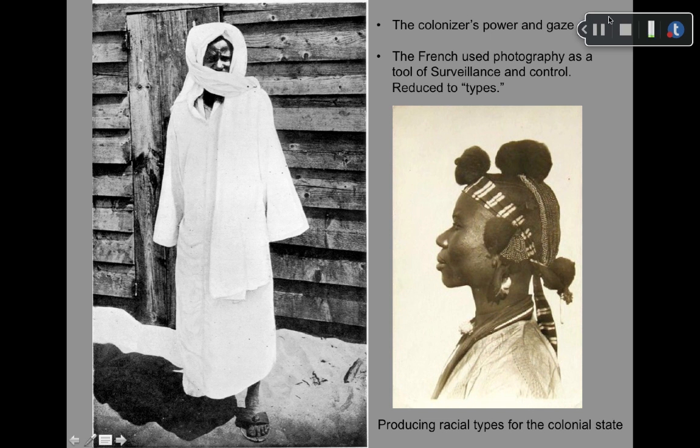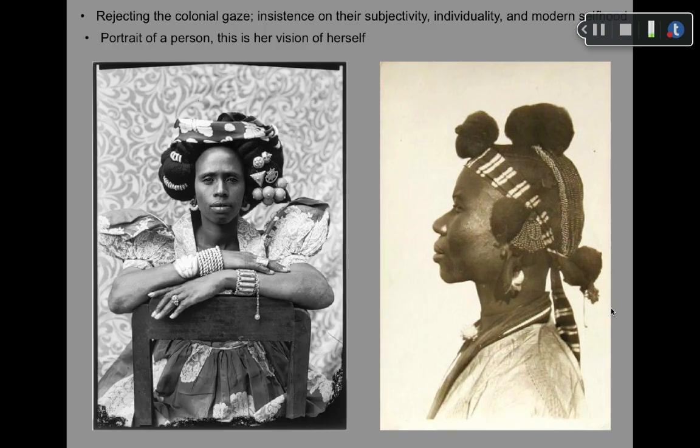And so both of these modes of using photography to control people in the continent, but also to reduce them to a type, were something that Keita resisted in his works. So you see here the comparison that he rejected the colonial gaze. Here I'm talking about the colonial gaze, right? The gaze of the French colonizers upon the face of the African people. And instead he insisted on their subjectivity, individuality, and modern selfhood.